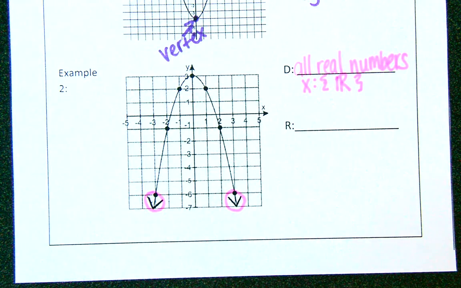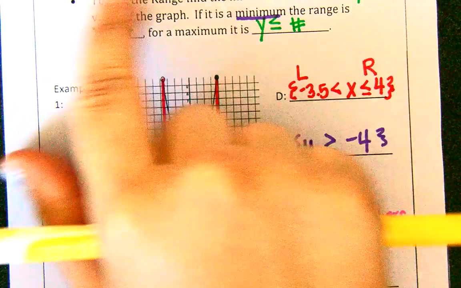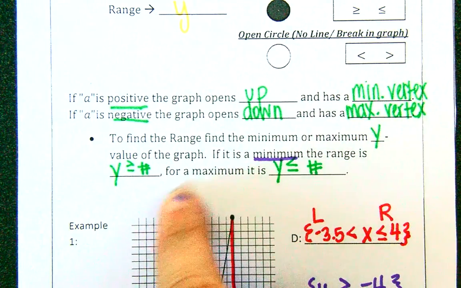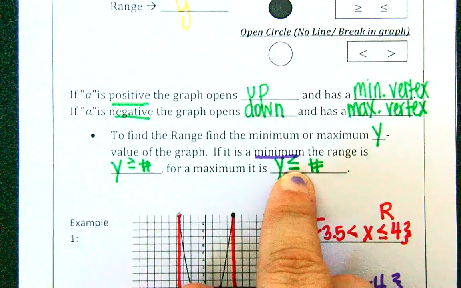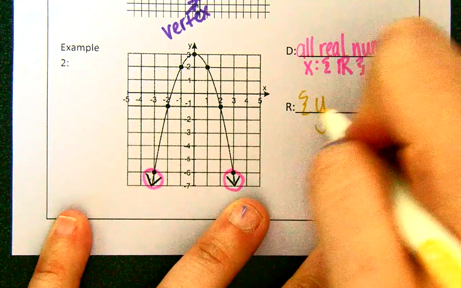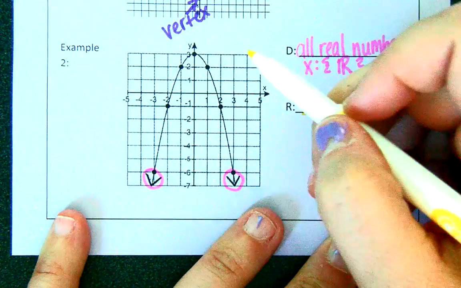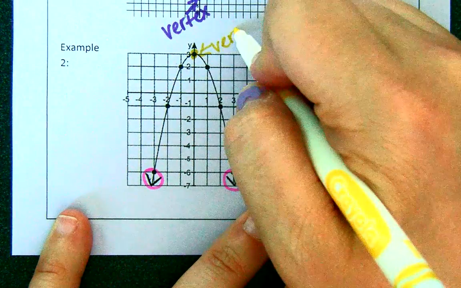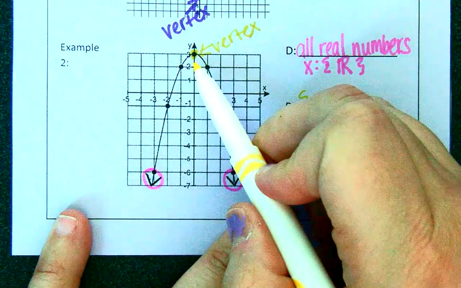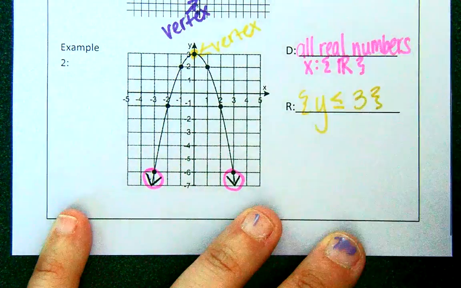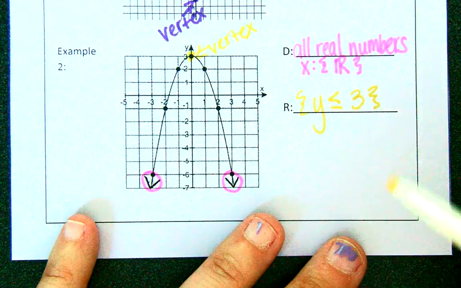And now, for range, again, if it opens down, right here, we have a maximum. So for maximum, it's always y is less than or equal to whatever that number is. So we know our range is going to be y is less than or equal to, and now let's go find our vertex. Our vertex is right here, and the y value there is 3, so it's y is less than or equal to 3. So that would be my range.